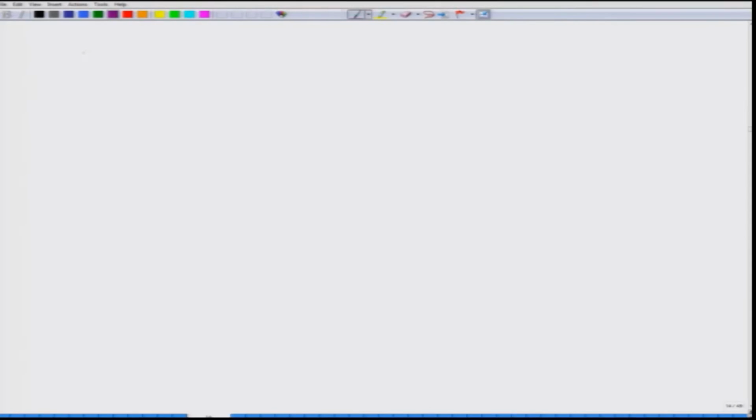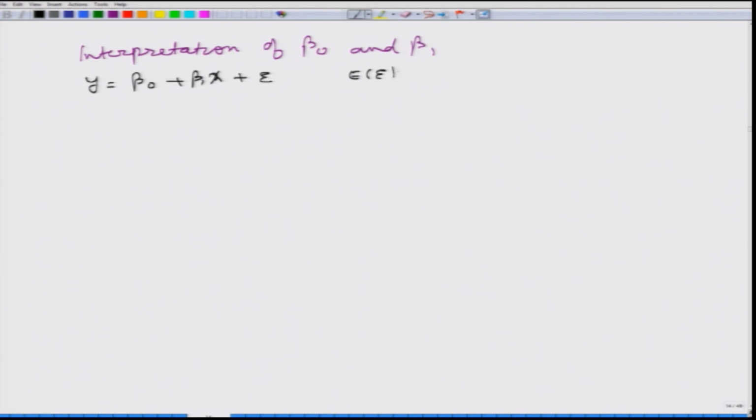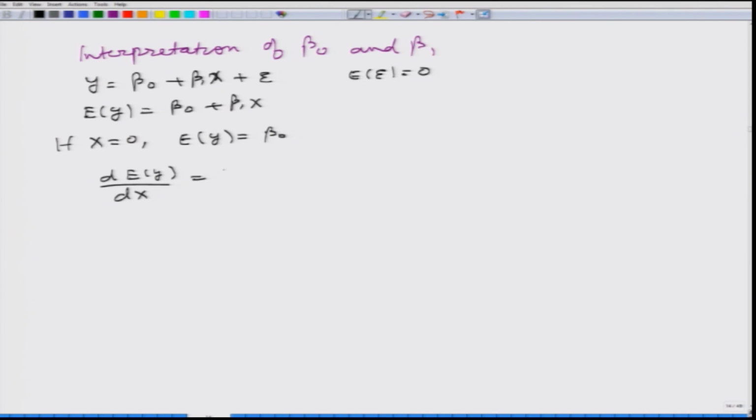Now let us try to understand the interpretation of beta 0 and beta 1. If you look at this model, y is equal to beta 0 plus beta 1 x plus epsilon, we had assumed that the expected value of epsilon is equal to 0. So, I can write the expected value of y is equal to beta 0 plus beta 1 x, right. Now, if I say x is equal to 0, that means the independent variable takes the value 0, then the expected value of y is equal to beta 0. And if I find the first derivative of the expected value of y with respect to x, then this comes out to be beta 1.